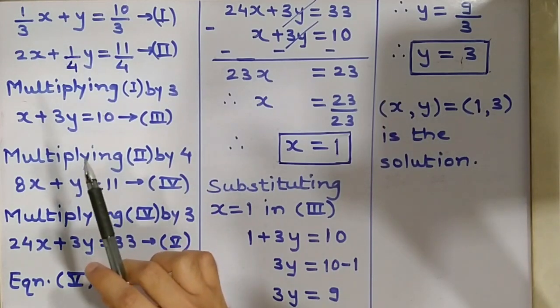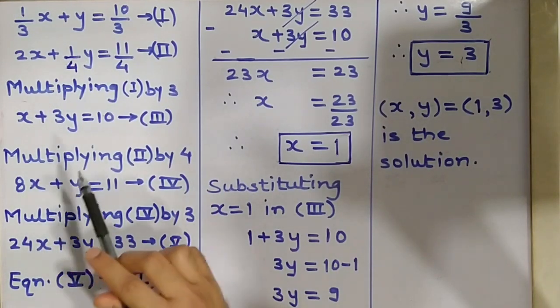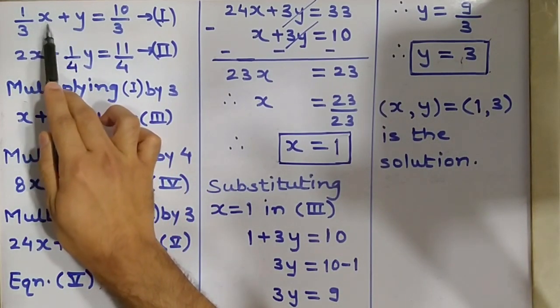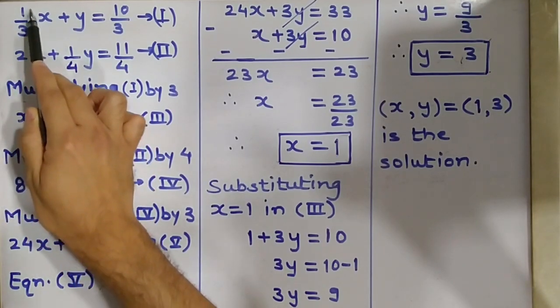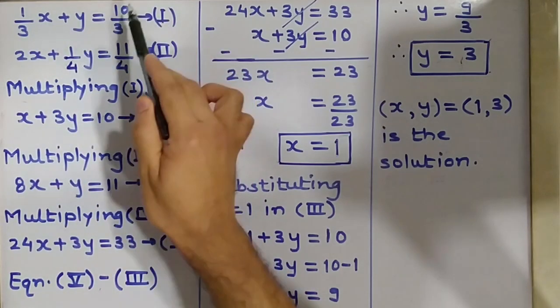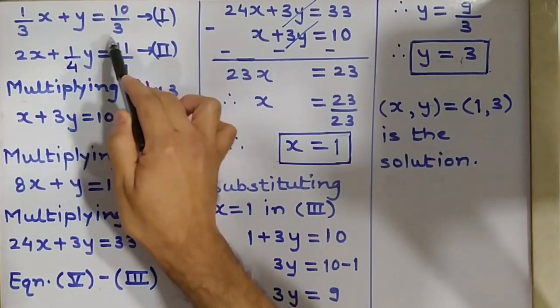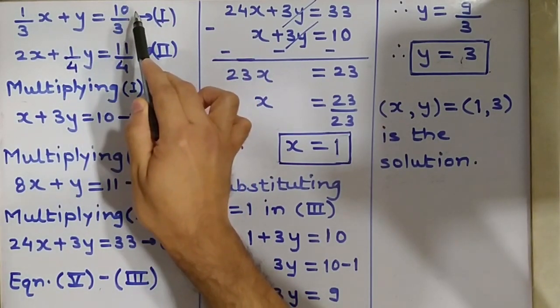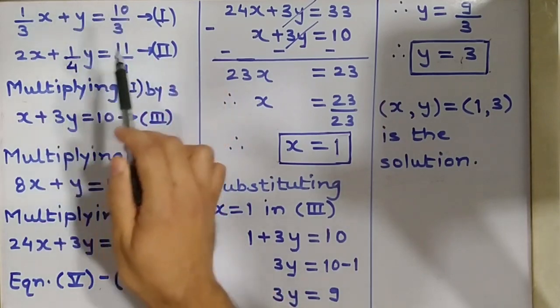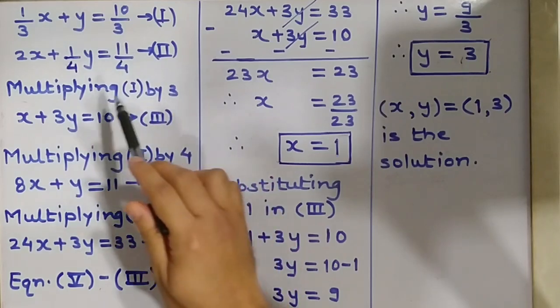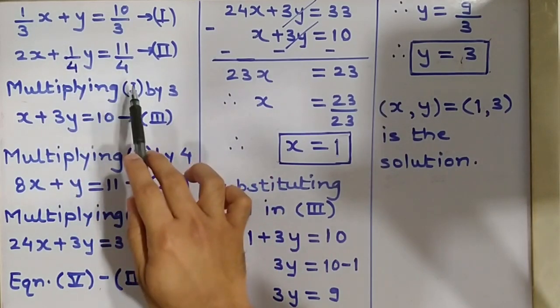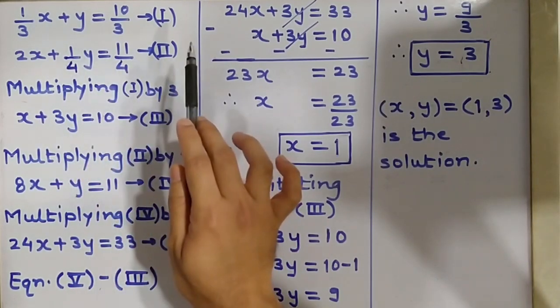Now this is a bit different type of a sum, because the coefficient of x in equation 1 you can see is in fraction form, that is 1 upon 3, and the constant, which is 10 upon 3, is also in fraction form. So in order to eliminate this fraction, what we are going to do is multiply equation 1 by 3 throughout.